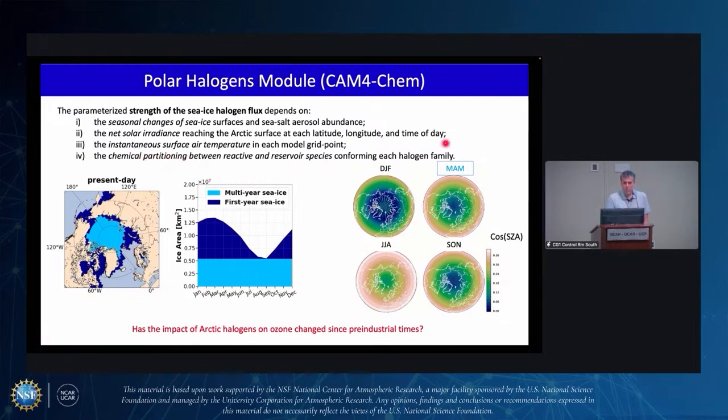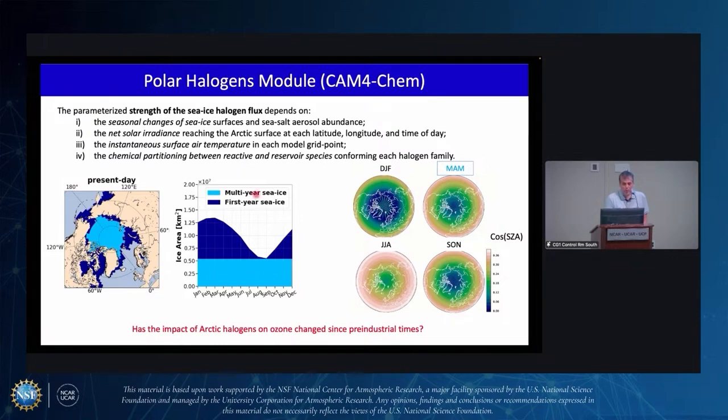We compute that using the cosine of the solar zenith angle, and this is shown here on the right for different seasons. And then, for sure, we consider the instantaneous surface air temperature and the deposition of the halogen species at different grid points, particularly over ice. And then it's really important to keep track of the chemical partitioning between reactive and reservoir halogen species, which in turn depends on the background NOx levels and air pollution that we have.